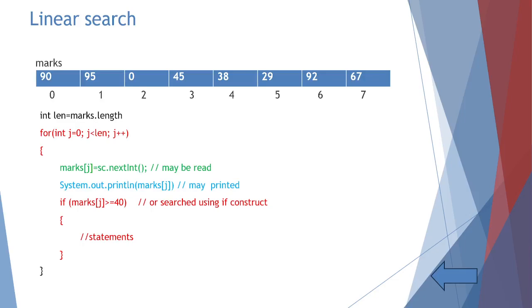Similarly, the if statement, we are searching inside the for loop. If marks of j, marks is the array, j first time 0, then 1, then 2, then 3, and so on and so forth. Marks of j greater than or equal to 40. First time marks of j is 0. Yes, it is greater. So, some statements based on that we write. 95 is also greater. Then 0 is not. 45 is greater. 38, 29, no. 92, yes. 67, yes. So, this is linearly accessing the array.